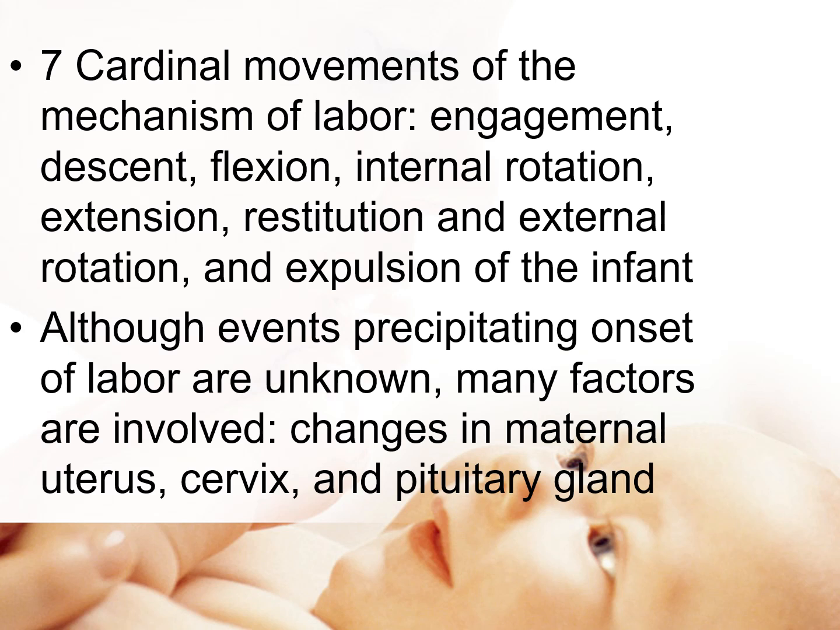And then remember your 7 cardinal movements. You're not going to be quizzed on the 7 cardinal movements, but just be aware that with this mechanism, they have to at least reach a 0 station in order for all of this other stuff to happen. So again: engagement, descent, flexion, internal rotation, extension, restitution, and this is kind of where the baby's head goes to the left or the right, so you know if it's LOA or ROA, and external rotation and expulsion of the infant. Although the events precipitating onset of labor are unknown, many factors are involved. So changes in uterus, cervix, and pituitary gland, which releases hormones. And that is it.